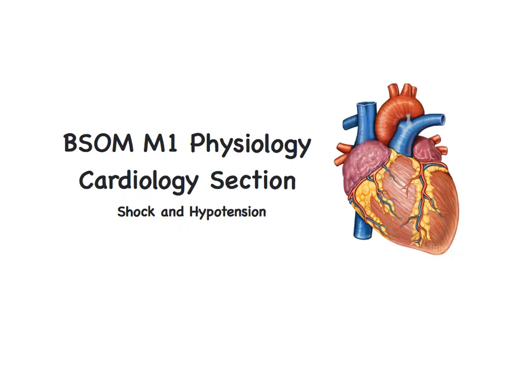You've just had a lecture about the neural feedbacks of blood pressure control, and we've talked a lot about hypertension, so we're going to talk about the opposite end of the spectrum. Today's talk is going to deal with shock and hypotension. Hypotension can be defined as a lower than expected blood pressure for an individual.